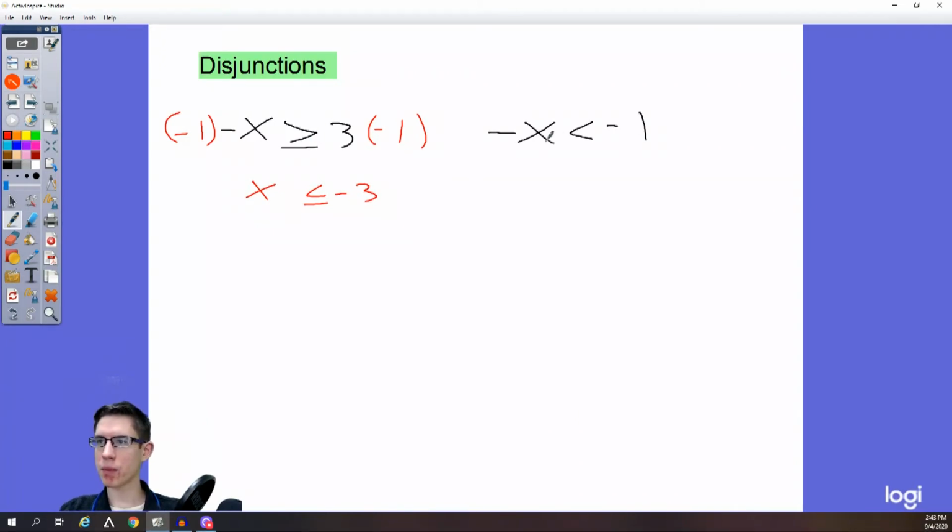Okay, and we do the same thing over here. If we've got negative 1x less than negative 1, we multiply both sides by that negative 1, and we get x greater than 1.